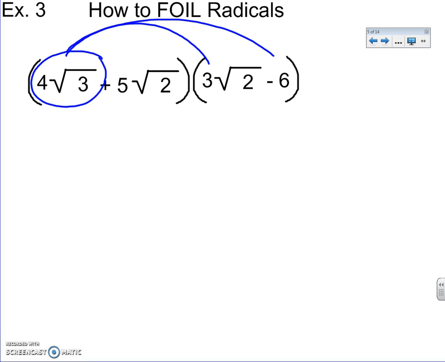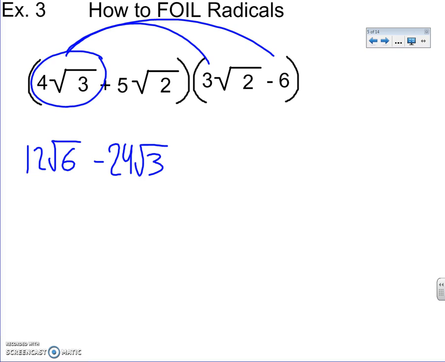Well, number times number, root times root. So 4 times 3 is 12. Square root 3 times square root 2 is square root 6. Remember that the insides multiply together. Alright, 4 root 3 times negative 6. Number times number, so that's negative 24. Square root 3, because there's nothing to multiply that square root 3 with.